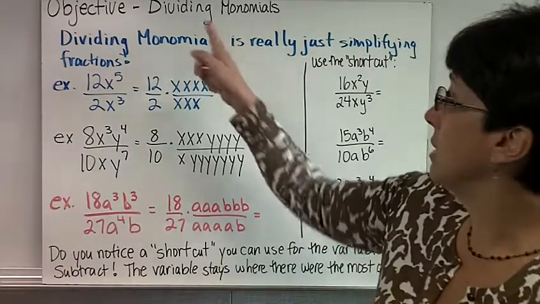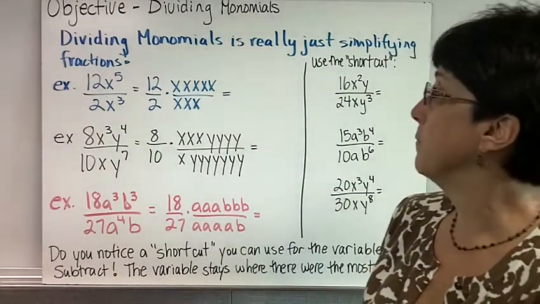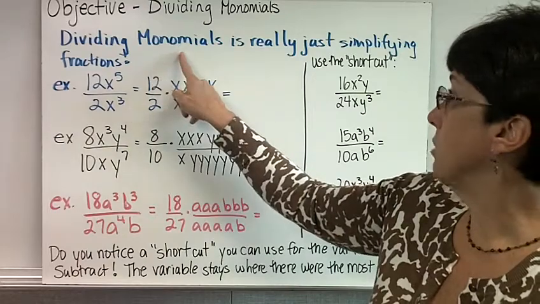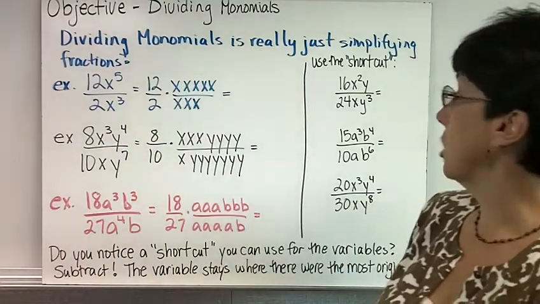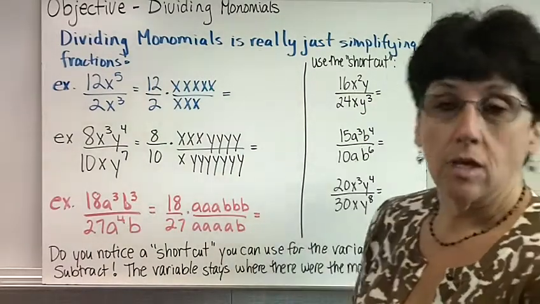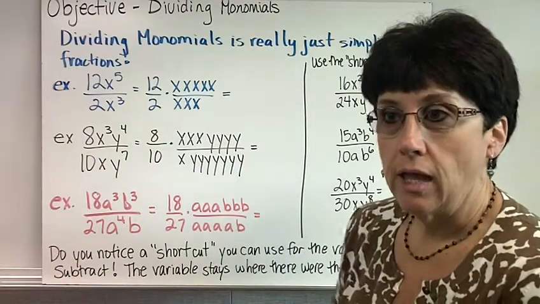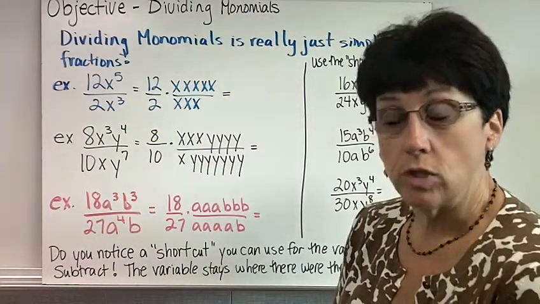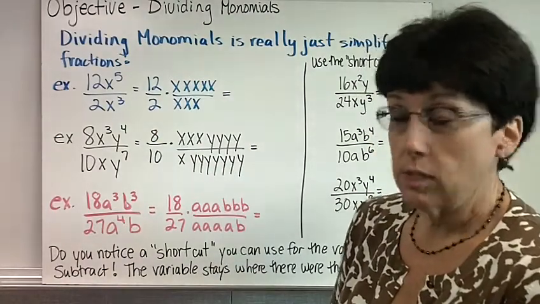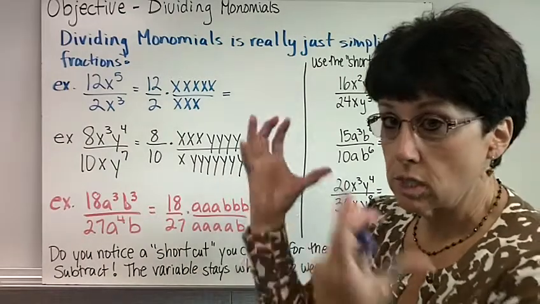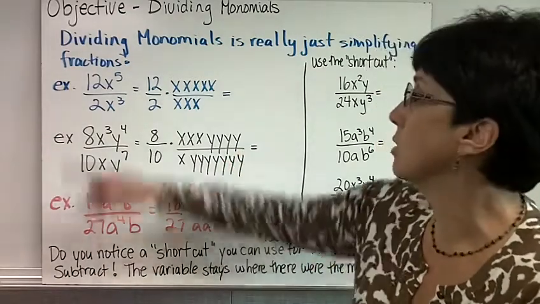Today's objective is dividing monomials. Dividing monomials is really just simplifying fractions. So if you had a fraction and you could divide something out to reduce it, that's what you do all the time, and that's what we're doing here. It's just a little bit bigger problem that we're dealing with.